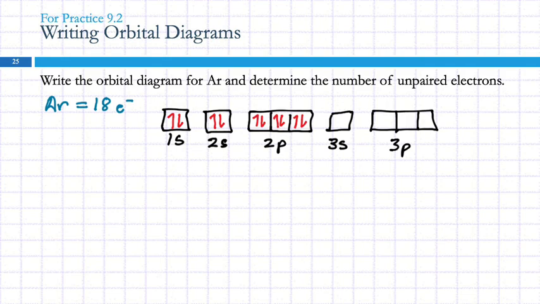So what do I have? 1, 2, 3, 4, 5, 6, 7, 8, 9, 10, 11, 12, 13, 14, 15, 16, 17, 18. You can remember how to do that, huh? You're just putting electrons to bed.